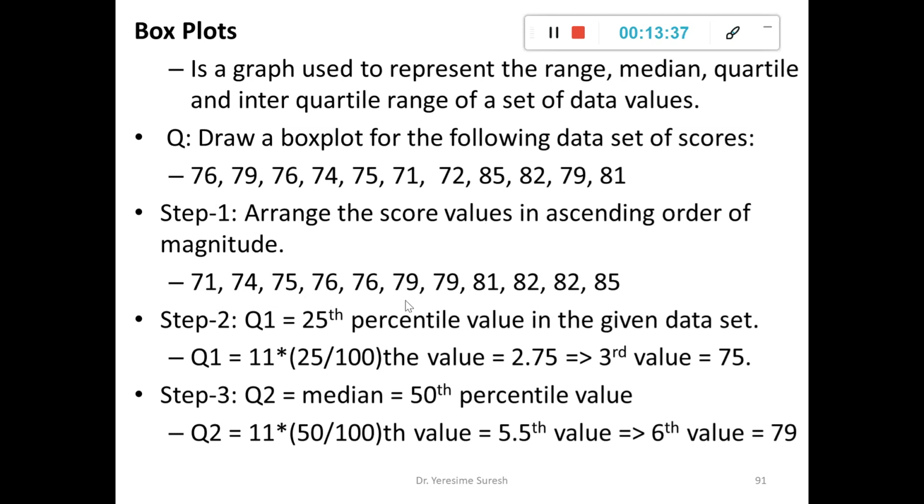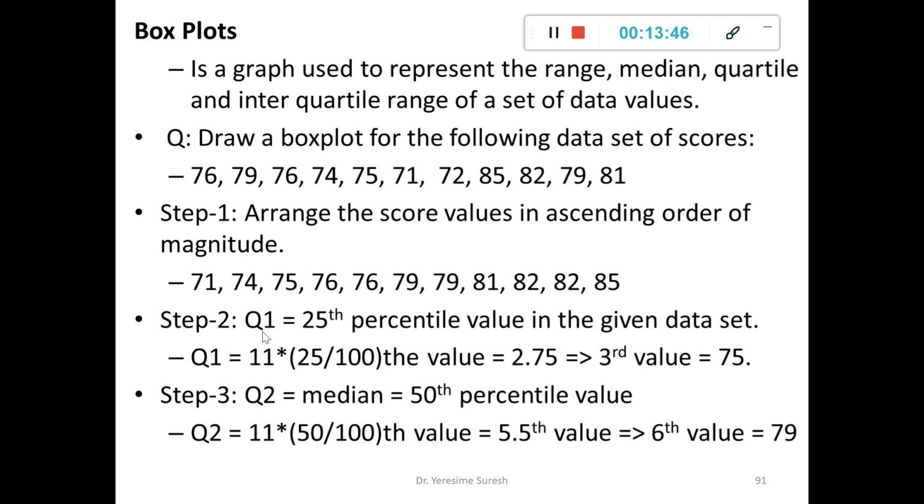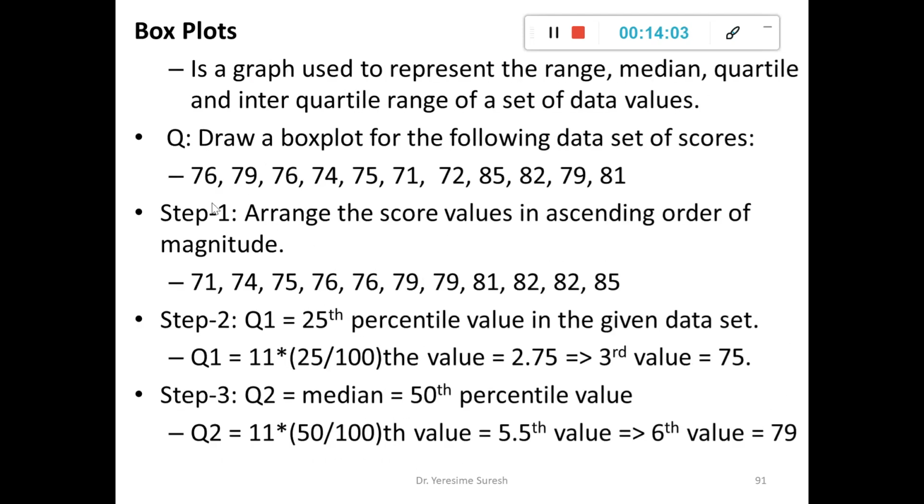Once I have arranged them, my next objective is to find Q1, Q2, Q3, min and max, so that I can get the range and IQR values. So what will I do? I have to calculate Q1, Q2 and Q3. How will I calculate Q1? It is the 25th percentile, and I have defined the value for Q1 as n into 25 divided by 100, Q2 as n into 50 divided by 100, and Q3 as n into 75 divided by 100. So I will use those formulas to calculate Q1, Q2 and Q3.